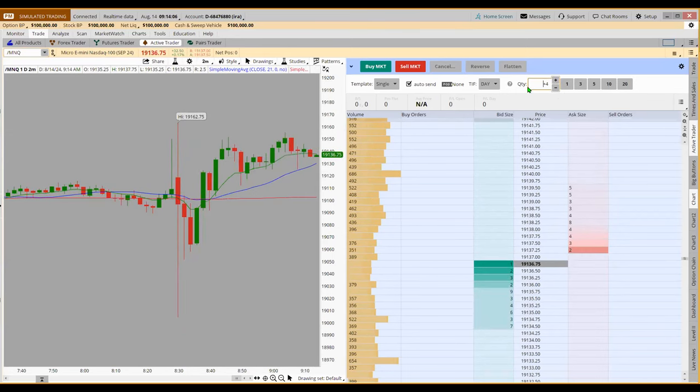So what do we do? We have four micros. You can see it right here. And we're going to place the stop at 160 or 163, right? Because it's micros, it's 10 times more volatile. So what do I do?